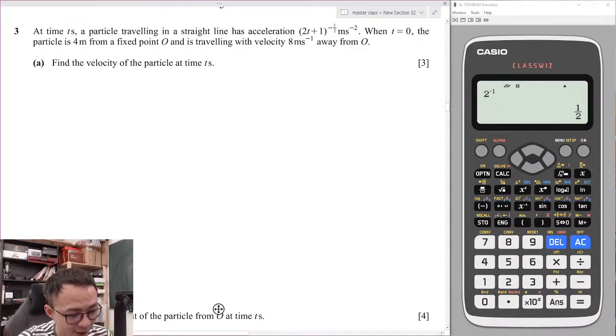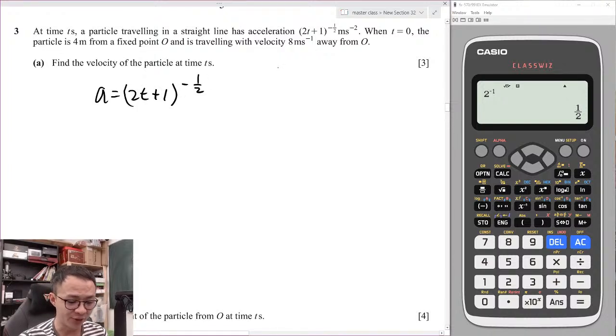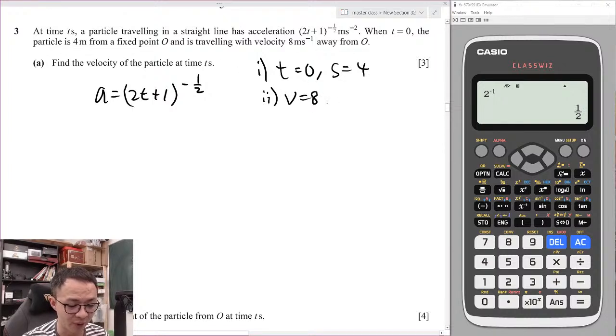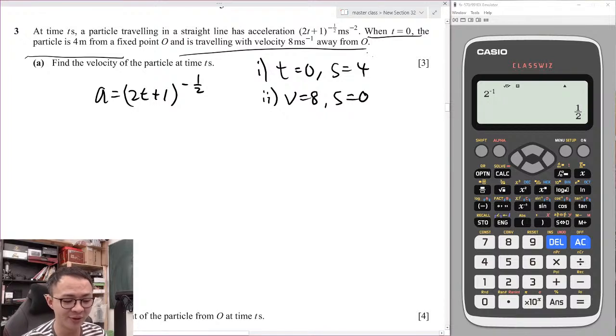Okay. At the time t, the particle travels in a straight line and has an acceleration a equals to (2t plus 1) power negative half. When t equals to 0, I have first information, t equals to 0, particle is 4 meters from O, so s equals to 4. Second information is traveling with a velocity of 8 from O, that means when s equals to 0. This is the information I read from the first sentence and the second sentence here. You may ask me why they give you these two pieces of information, because they want you to use both of them to find the so-called c value when you do the integration.